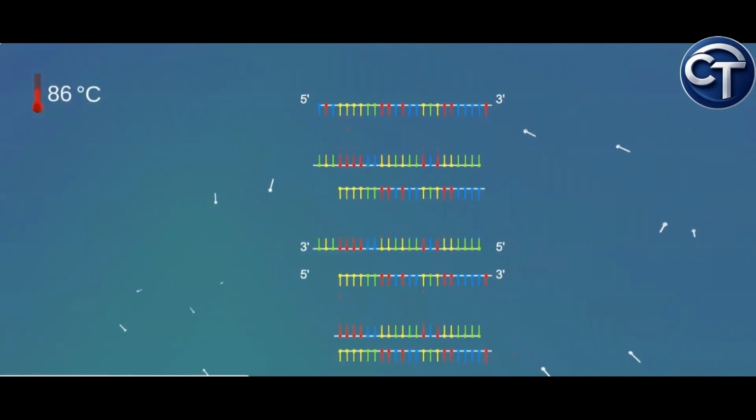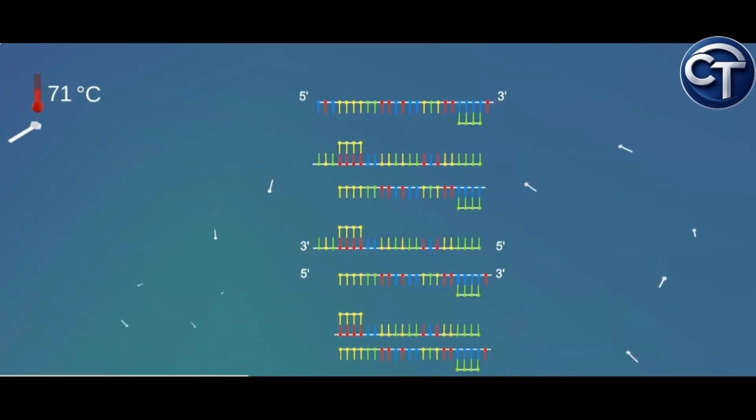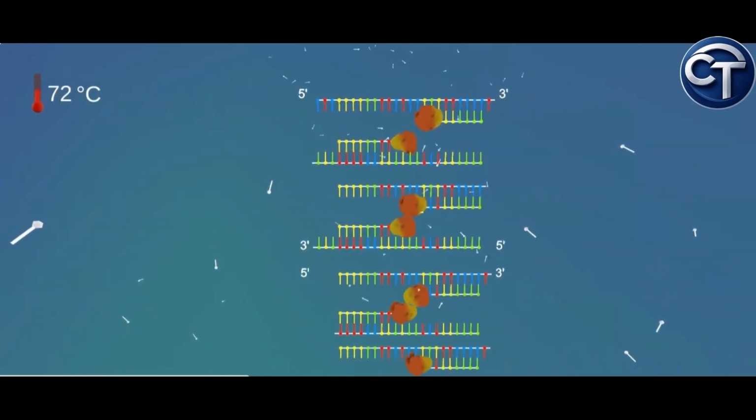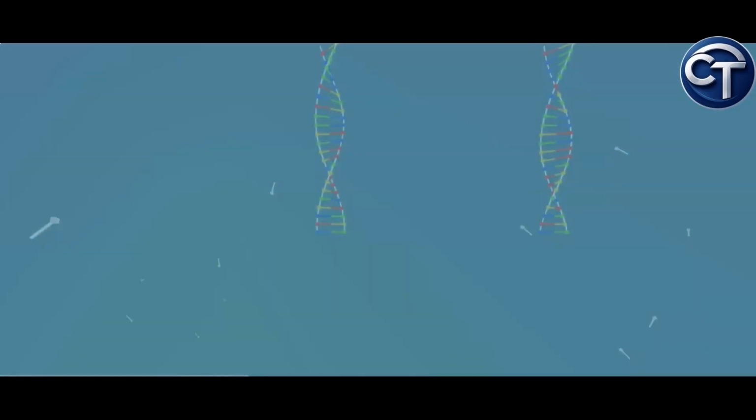This will continue for 30 cycles. After each cycle, the number of copies doubles, and after the end of 30 cycles, millions of copies of the DNA are produced.